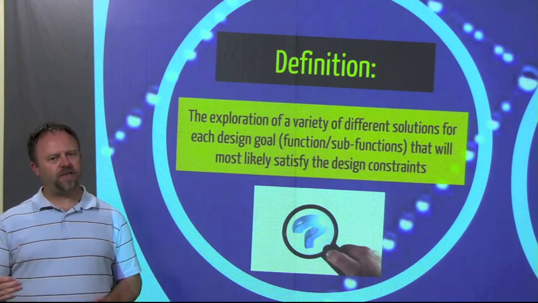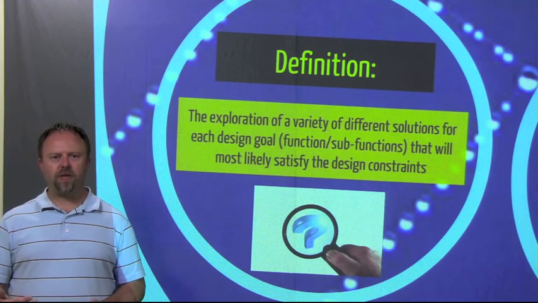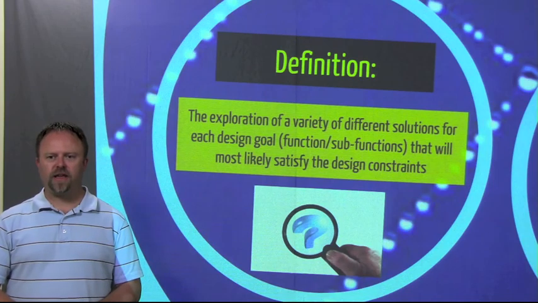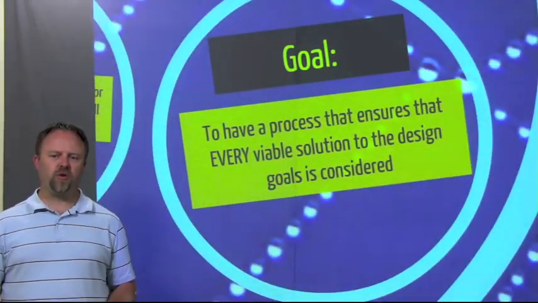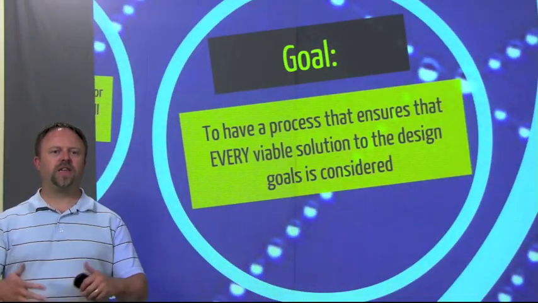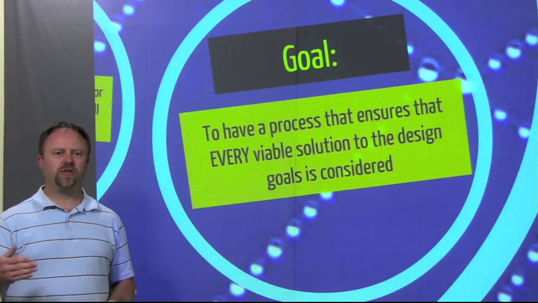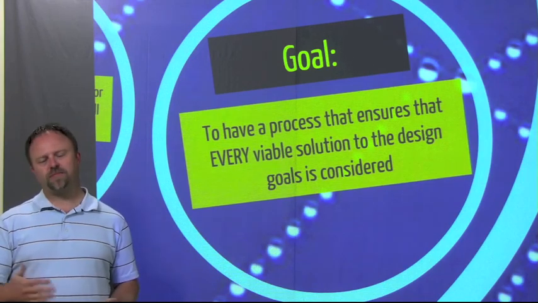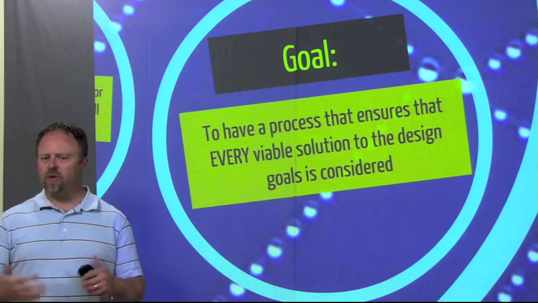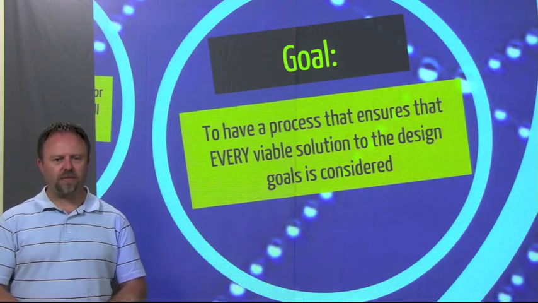And we want to try to satisfy our constraints that we had set up to make sure that we're not violating any of those. Our overall goal is we're going to end up with a process that makes sure that we're going to get every solution that's possible for our design. We don't want to rule anything out. We want to consider all types of options right now.